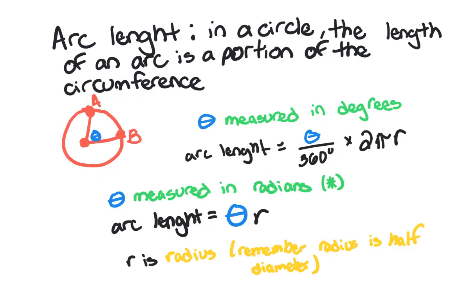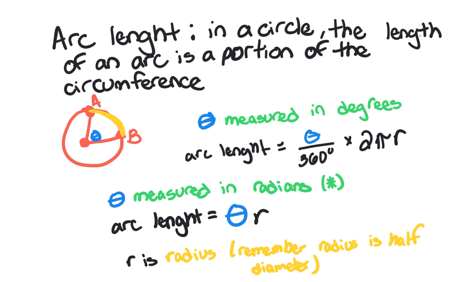Okay, arc length in a circle is the length of the arc. It's a portion of the circumference. So if we look here, this is arc AB. I don't want you to be alarmed by this. This means theta, so that just means an angle. So there's two ways that we can find the length of that arc.